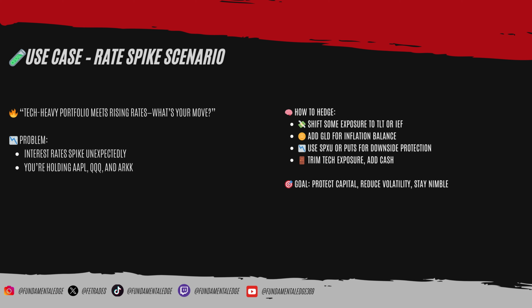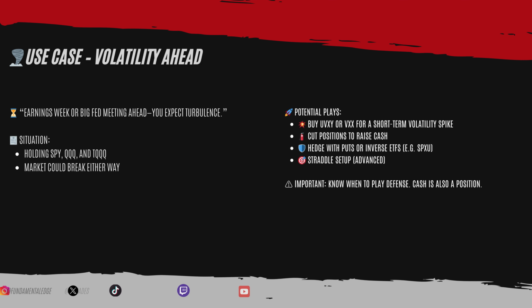Let's look at another scenario that hits just as hard, when volatility is coming but direction is unclear. Now, picture this. It's the start of earnings season, or the Fed is about to announce interest rate policy. Markets have been moving sideways. You're holding SPY, QQQ, maybe even TQQQ, and you've got conviction in the trend, but there's tension in the air. You can feel the market is about to move, but you don't know which way.